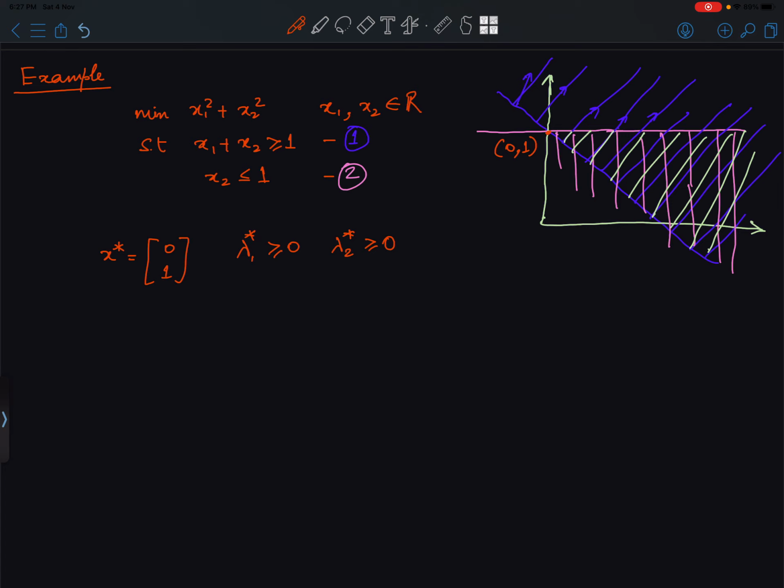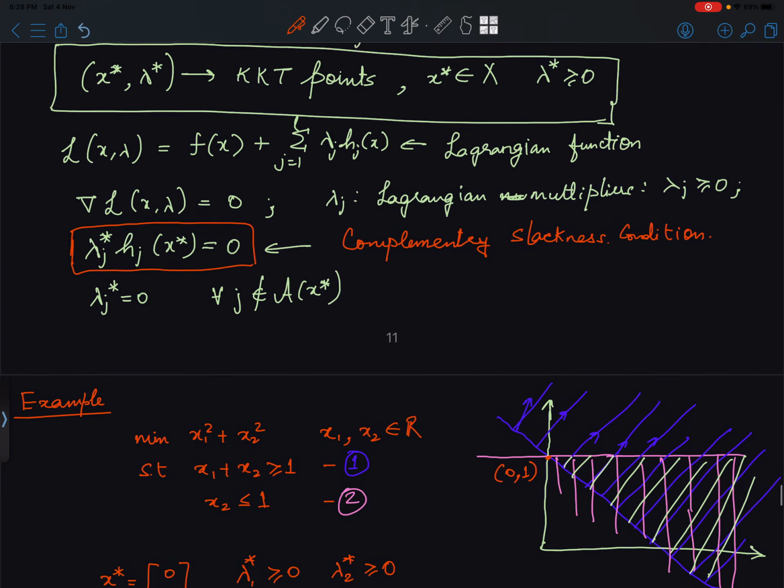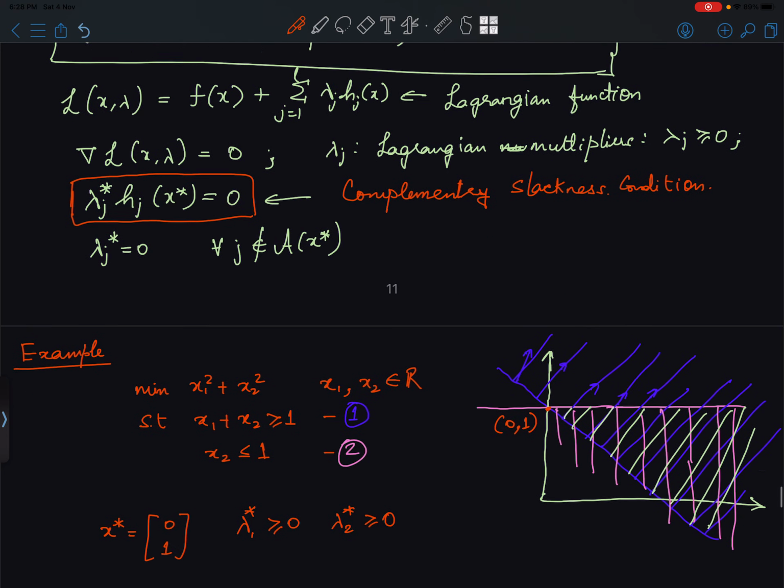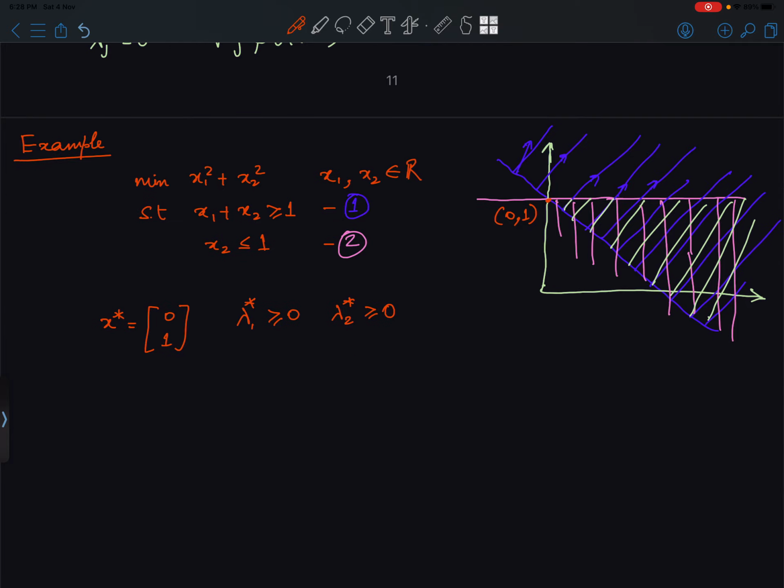Let's check if this is a KKT point or not. I'm assuming that it is a KKT point, and let's verify all these conditions. If all these conditions are true, then this is a KKT point, otherwise it is not. I'm assuming that both the constraints are active, and when both the constraints are active, only this particular point remains.